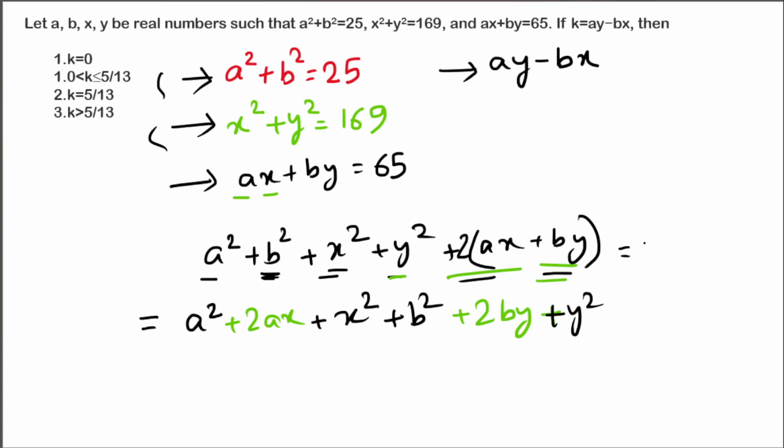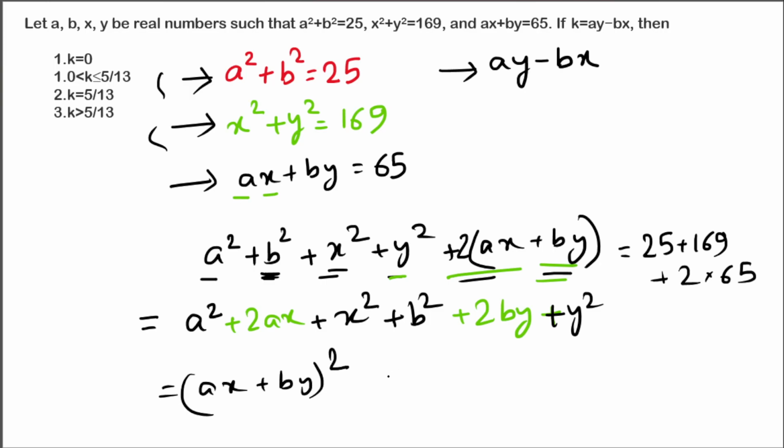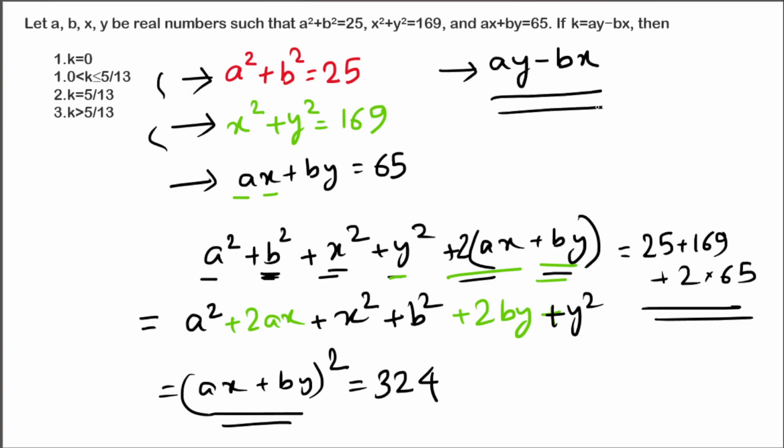If you do that, what will happen? This is 25 plus 169 plus 2 into 65, right? So you have this ax plus by whole square, right? If you do this calculation, it will turn out to be 324. Okay, all right. Now you see how to proceed from here. We have to somehow express this term as ay minus bx, but there is no way to do so, right? So this approach is actually not going to yield any result. Okay, that is the first thing to understand.